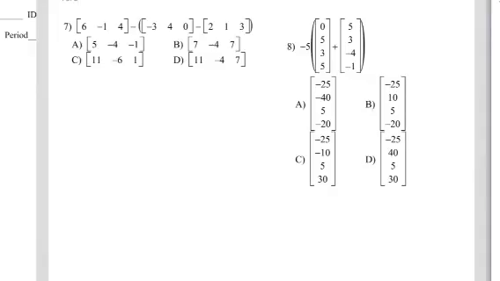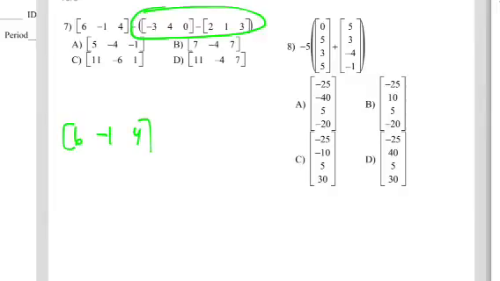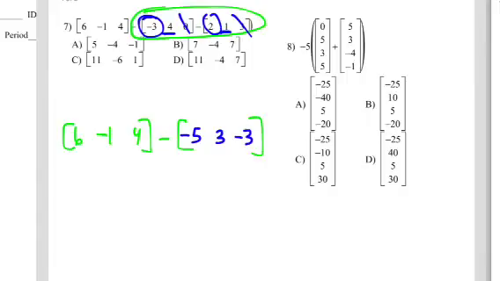Number 7 is kind of crazy because we've got 3 and there's parentheses and lots of subtraction. First thing you're going to do is the stuff in the parentheses. So I'm going to rewrite the original, and then I'm going to solve the parentheses. So we got negative 3 minus 2. It's negative 5. 4 minus 1 is 3. And 0 minus 3 is negative 3. So I subtracted those two matrices. Now I've got to subtract the original.